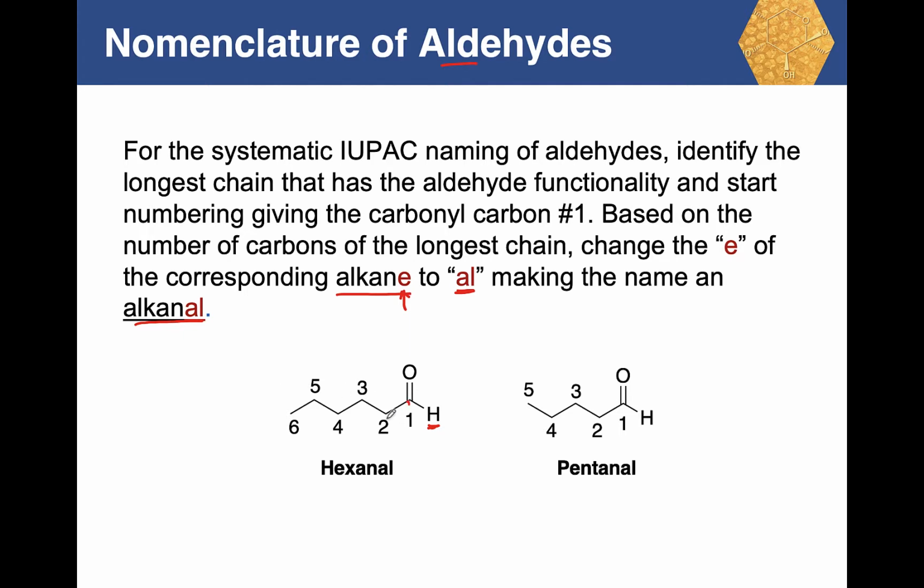For example, here we have six carbons, and you will recall that six carbons correspond to hexane. So the name goes from hexane to hexanal. Notice here we need not put one, but if you did, it's not incorrect, because one is, of course, the location of the aldehyde functional group. The same goes here. Five carbons in this aldehyde. That corresponds to pentane. The pentane goes to pentanal, and this becomes the IUPAC name of this molecule here.